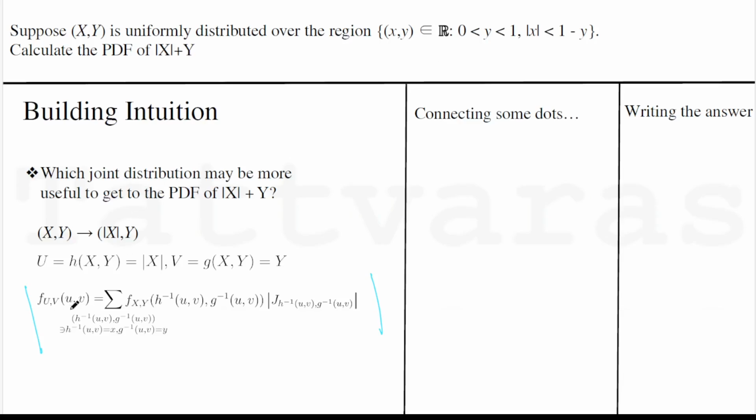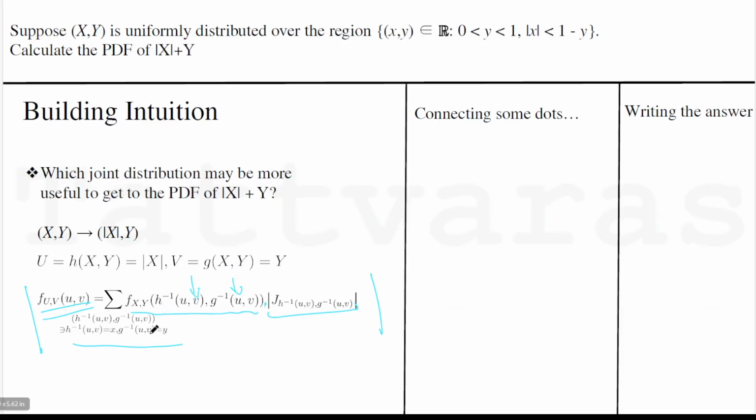What it is saying is that the new joint PDF is going to be the sum of certain specific structures coming from the old PDF whose inputs satisfy a certain constraint, which we are going to get to in a bit. And that PDF is going to be multiplied by a Jacobian as well. What's a Jacobian will also come later, at least the mathematical form of it.